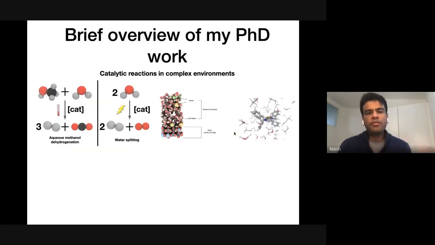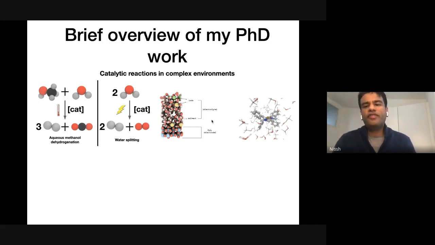And so in my PhD, I mainly looked at two reactions that were both related to energy conversion. So I looked at methanol dehydrogenation and water splitting. They both involve producing hydrogen, which can be used as a clean fuel. And I was particularly interested in catalytic reactions in complex environments. So typically, if you take a catalytic reaction, the environment that it happens in is pretty complex. So for instance, what you see here is a figure of the catalyst that is surrounded by water molecules and also ions. So this is typically how an electrocatalyst would look.